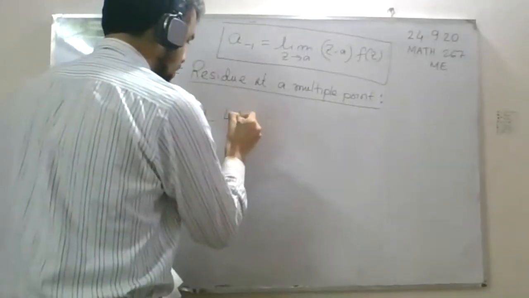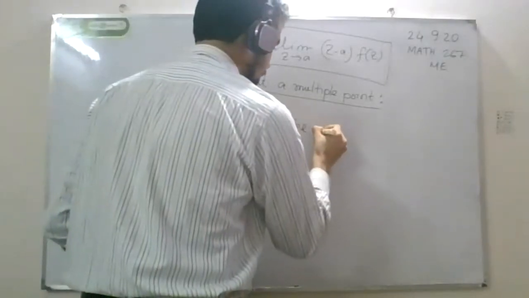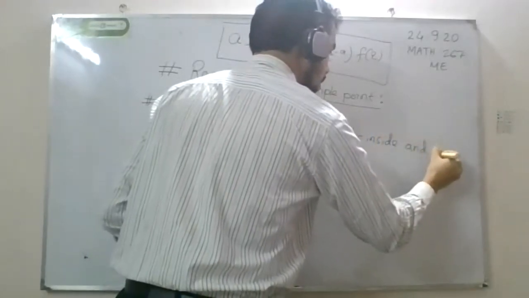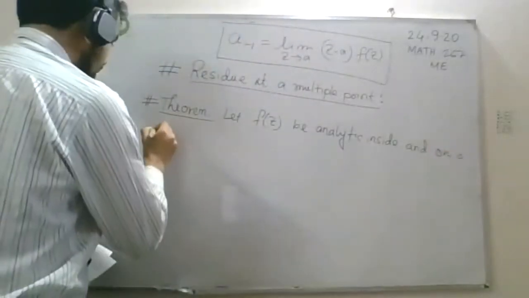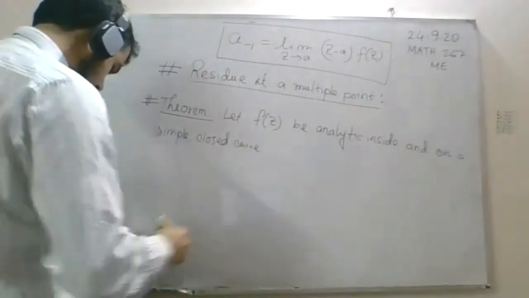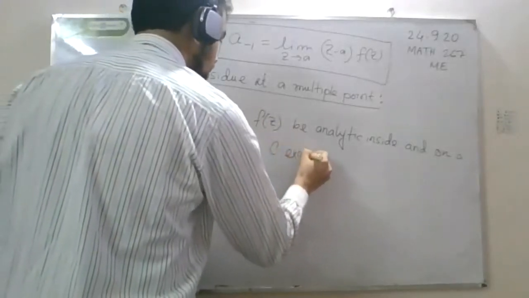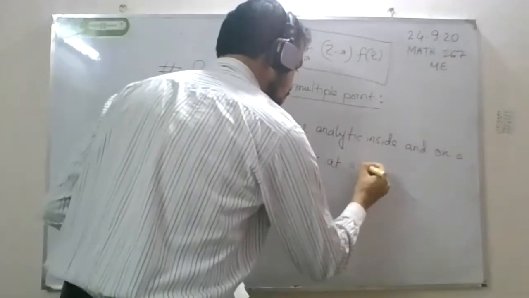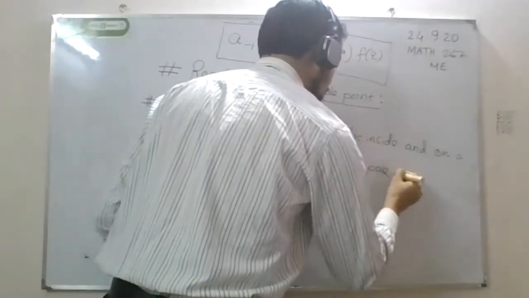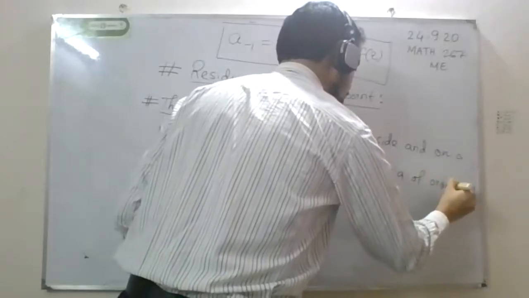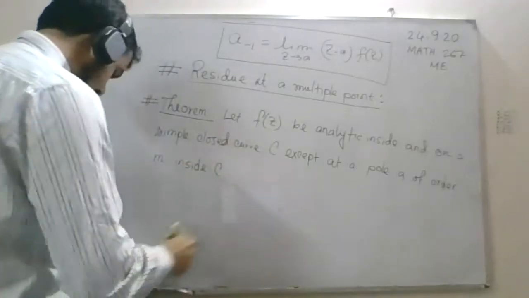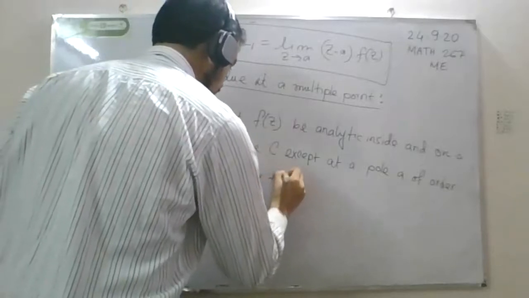Okay. So let f be analytic inside and on a simple closed curve, with a pole of order n.